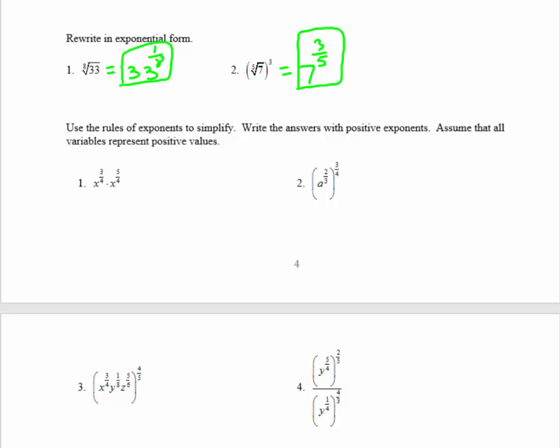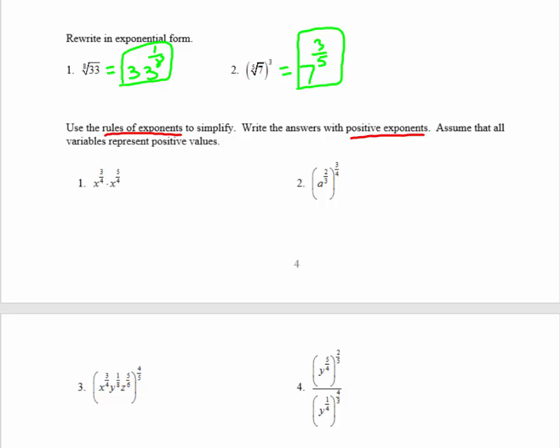Alright, so be careful with what the directions say next. Use the rules of exponents. It doesn't say anything about radicals. We want to use rules of exponents to simplify. Write the answer with positive exponents. Assume that all variables represent positive values. So we're not going to want to change these into radical form. Everything says use rules of exponents, rewrite with positive exponents, so don't change it into radicals.